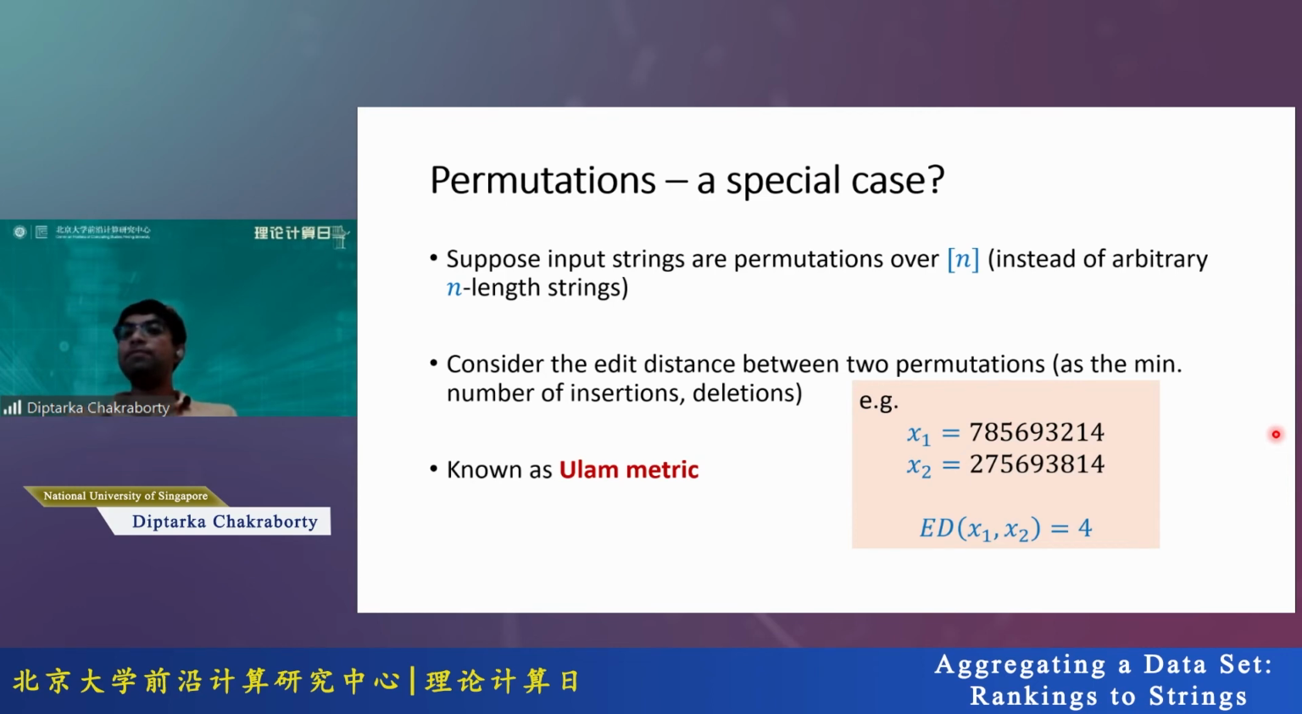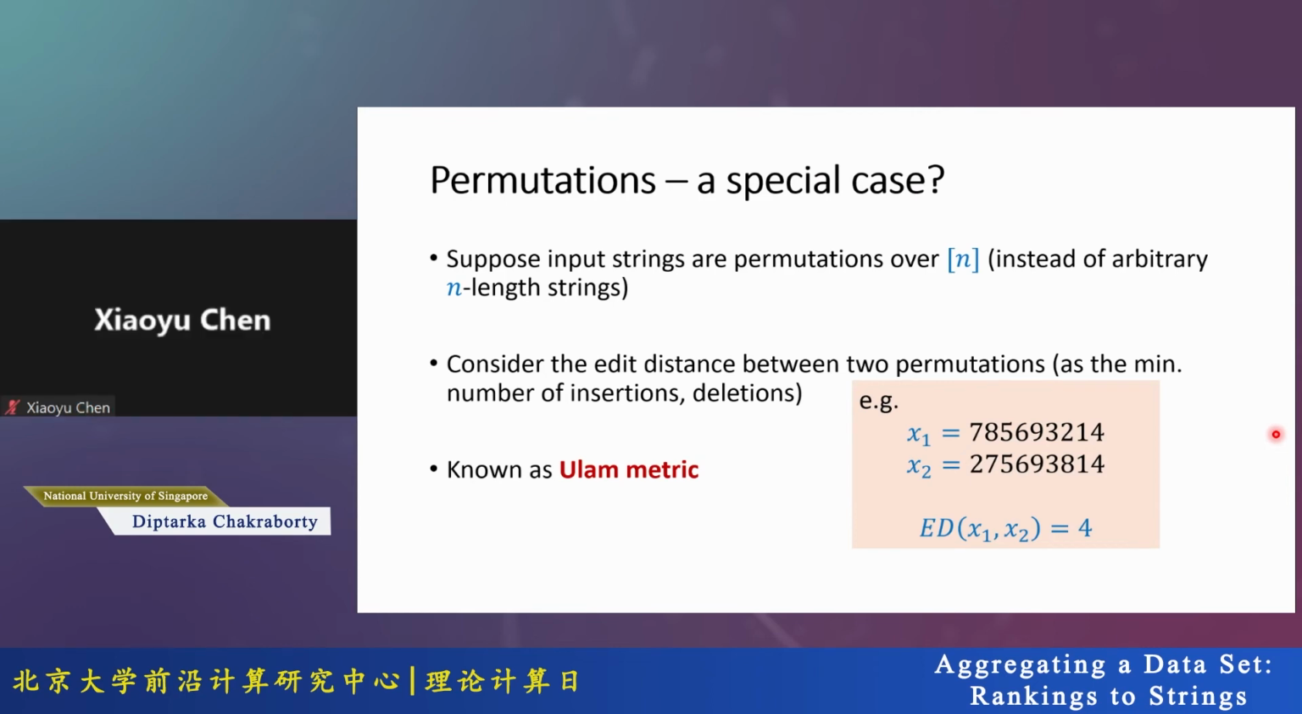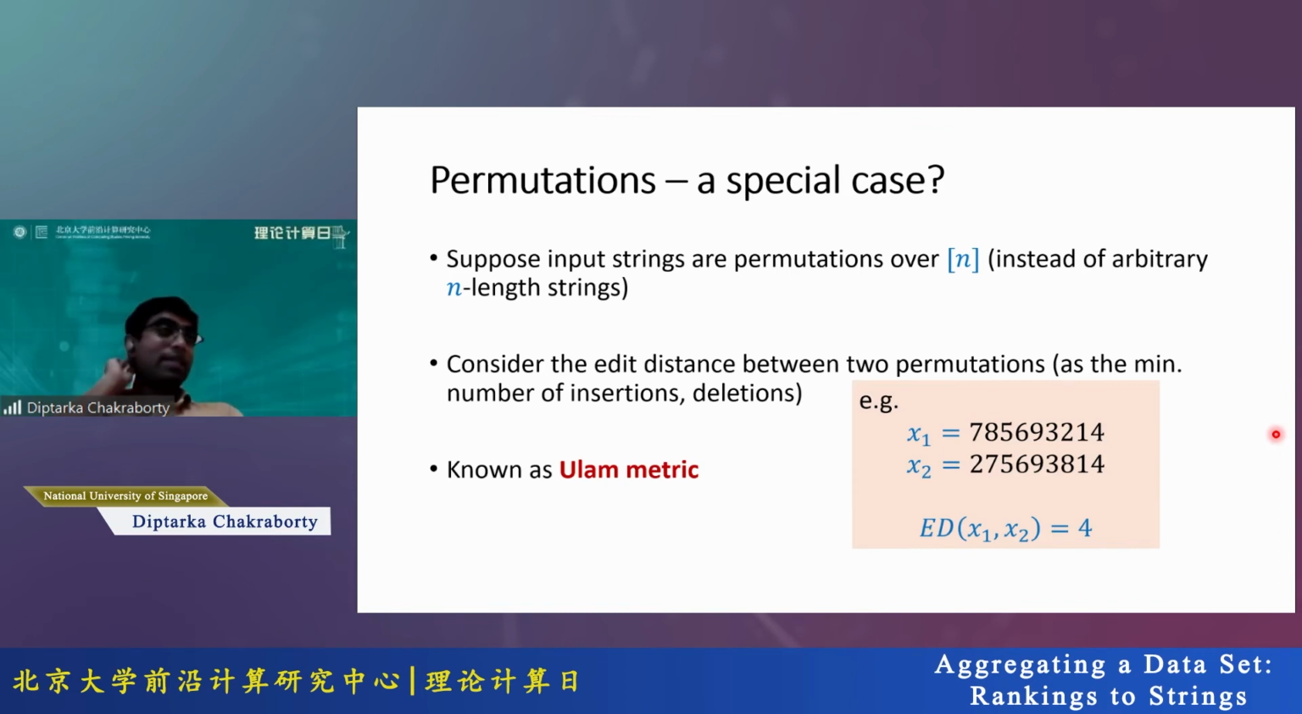Okay. So this is a natural relaxation. People first try to attack this Ulam distance question, get enough intuition, and then maybe try to generalize to edit distance. Sometimes it can be generalized, sometimes not. Okay. But if you see the title, I made a question mark here: is permutation a special case?